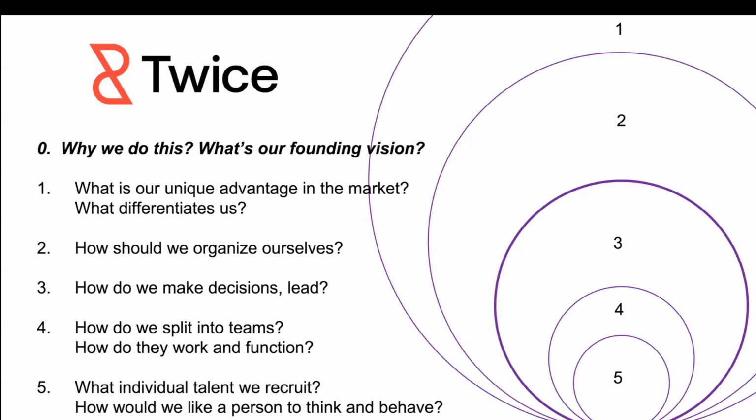What differentiates us in the market? Because this is our unique advantage, how do we organize ourselves? If we organize ourselves like this, how do we make decisions? How do we lead people? If this is how we make decisions, how do we then split into teams? How do these teams work and how do they function?